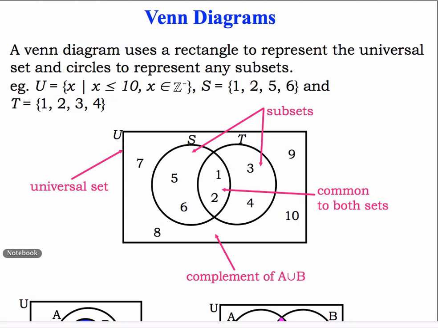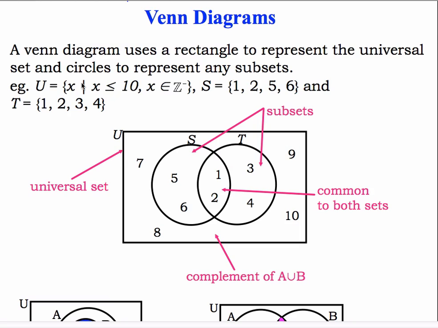Hello, this is Mr. Collier, and today we're going to be looking at Venn diagrams and answering problems with Venn diagrams. So our Venn diagrams are going to include a rectangle to represent the universal set, and then subsets are going to be represented with circles inside the rectangle.